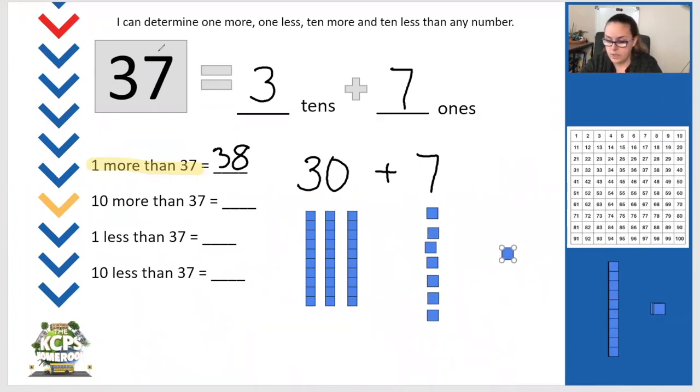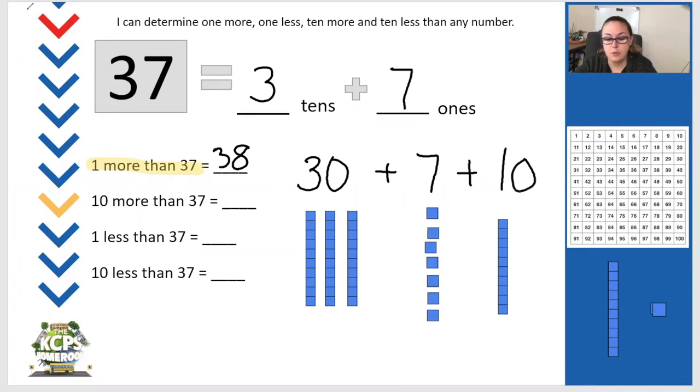Because now we need to talk about 10 more than 37. So fix this block here and put it back. And now let's talk about 10 more than 37. So we added a 1's unit square to get one more than. Let's add a 10's rod to get 10 more than. So now we have 30 plus 7 plus 10 gets us to 10 more than 37.